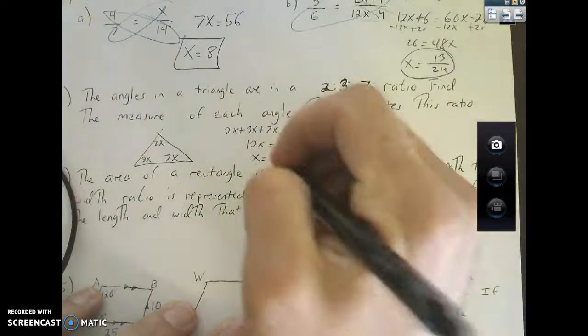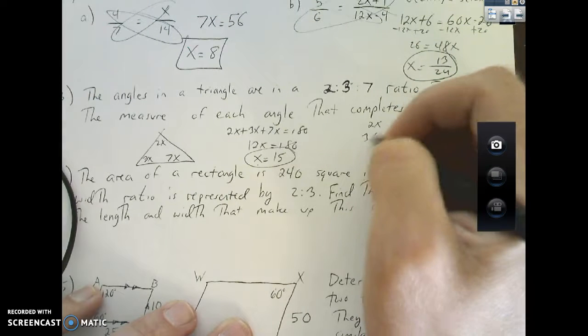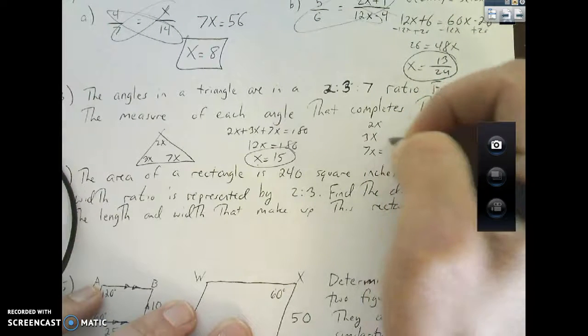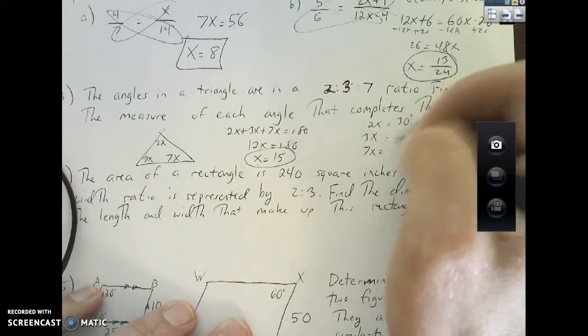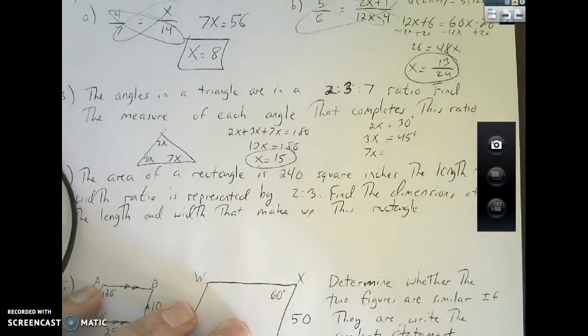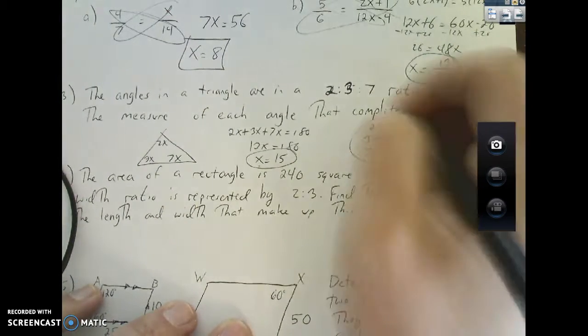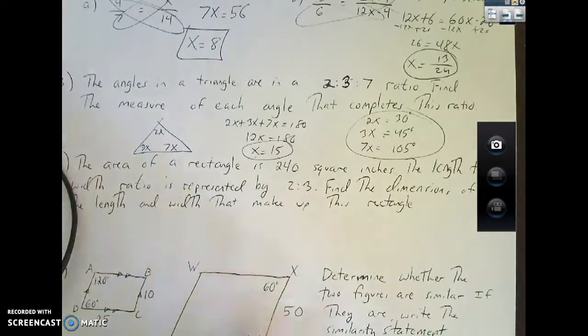Gives me 15. Now if I plug that back in, you guys did one just like this on a group work. We get 30 degrees, 45 degrees, and then 7 times 15, 105 degrees. Okay, simple as can be. For the next one, it's the same idea.